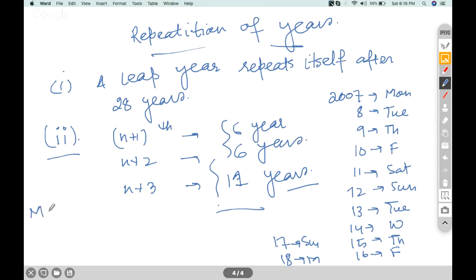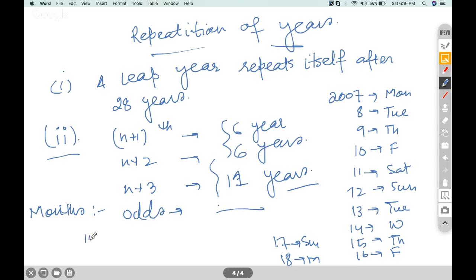For months, you only have to count the number of odd days. And for the same date, you have to increase the day by the number of odd days.